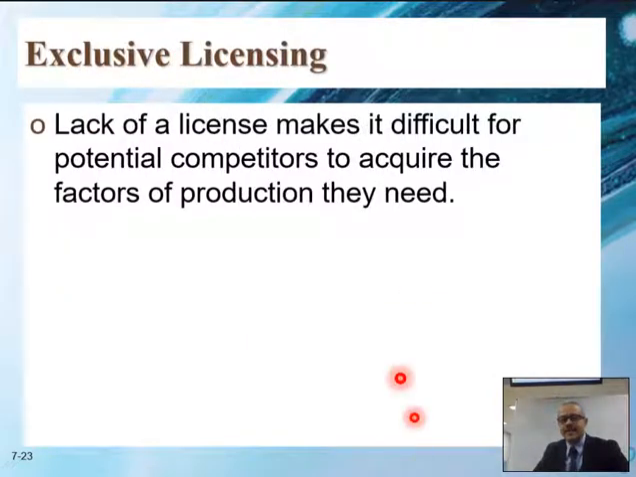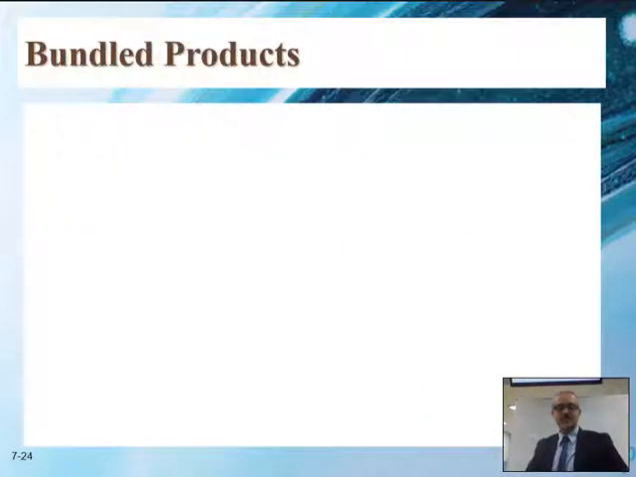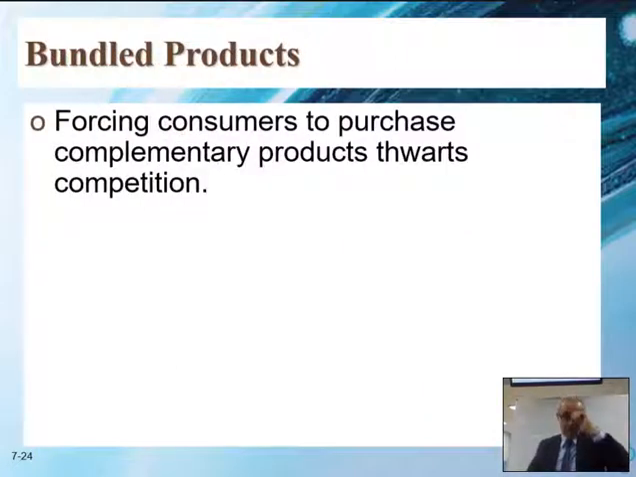Exclusive licensing: there's a lack of licenses, making it difficult for potential competitors to acquire factors of production. And with bundled products, forcing consumers to purchase complementary products threatens competition. For example, do you guys know, has anyone been to KFC? They always have Pepsi inside. It's almost like a monopoly of Pepsi inside KFC. You see?